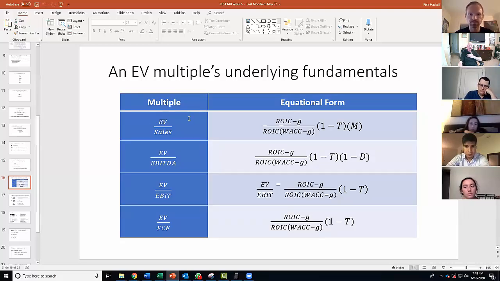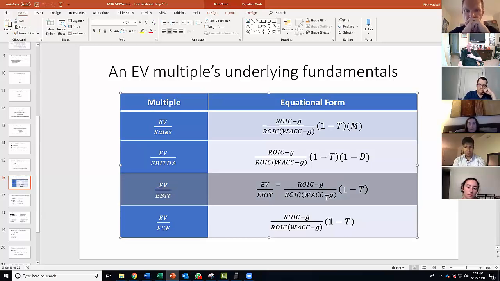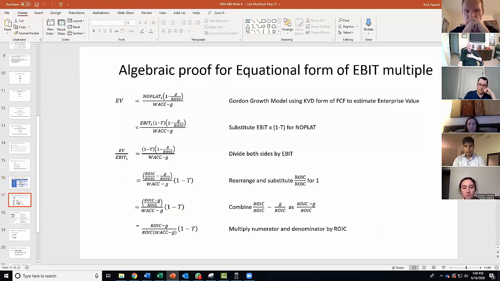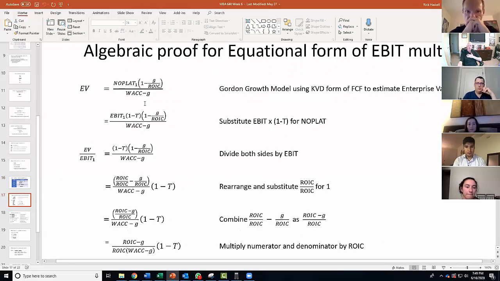Okay. So if I want to find the equational form of the sales multiple, what I'm going to do is go to the KVD form of continuing value. I'm going to walk you through something here for a moment that's going to end up focusing on EV/EBIT, and the algebraic elements of EV/EBIT. So how did I get there? You have to walk through this with me for it to make sense. It's kind of like a mathematical proof.